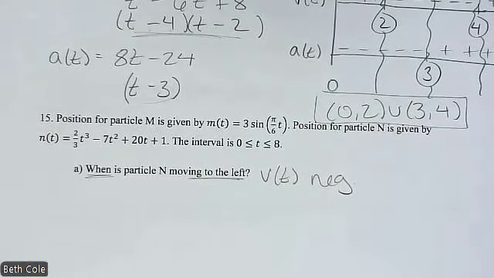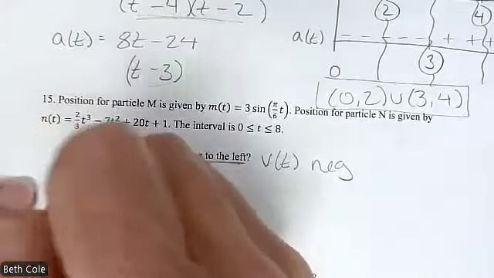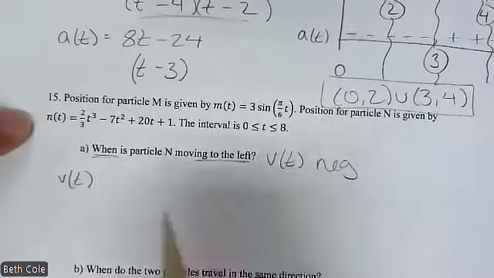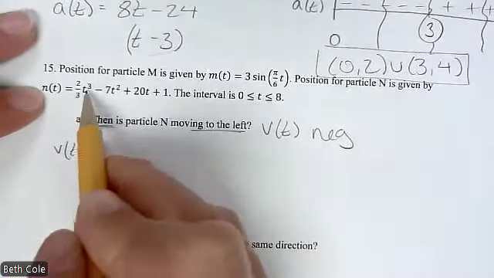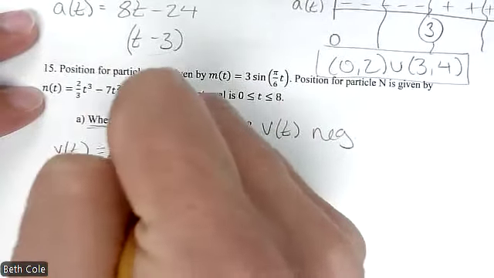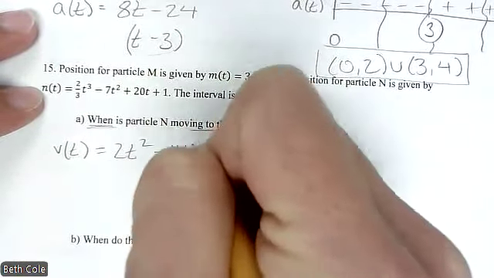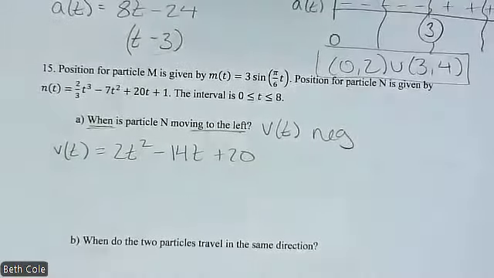If you want to write yourself a little note, sometimes it's a good idea because, if you're like me, if you get distracted halfway through the problem, then you can remember what you're doing. So first, let's get our velocity. Which particle was this? N. Okay, so make sure you look at the right one. N of t is this one. So our velocity will be 2t squared minus 14t plus 20.